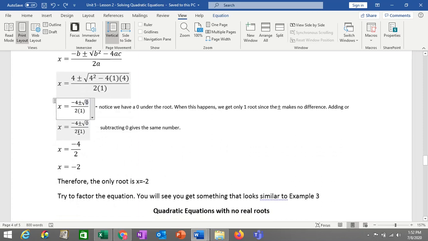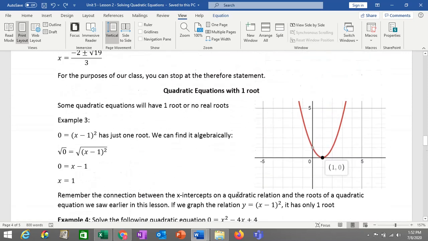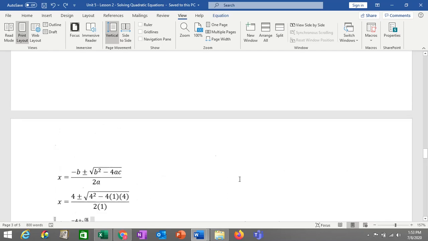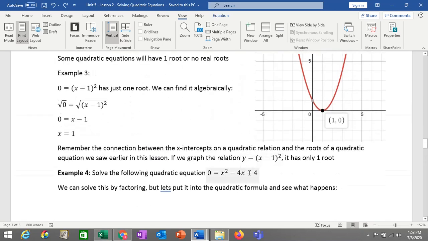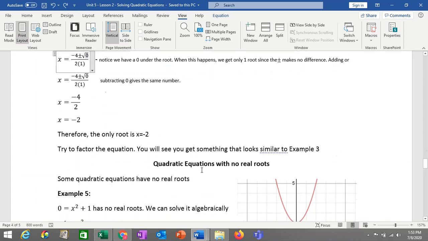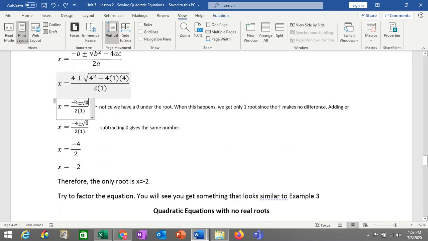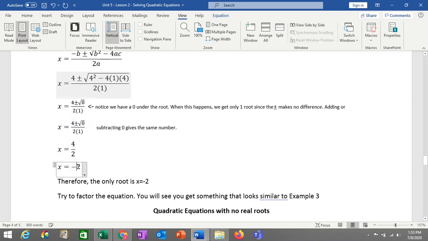Okay, so you just need to find that answer then. So you get negative 4 over 2, and that simplifies to negative 2, and that's your only root. That's your only answer. Okay? Again, you could factor this. If you were to factor this, you would get x, well, that doesn't seem right. Yeah, you'd get x minus 2 squared. But then if that's the case, this should be positive 2. I see. There's a mistake here. This should be a positive 4.